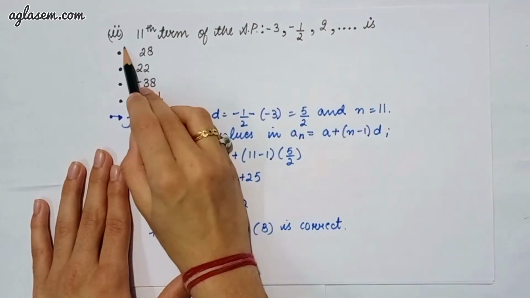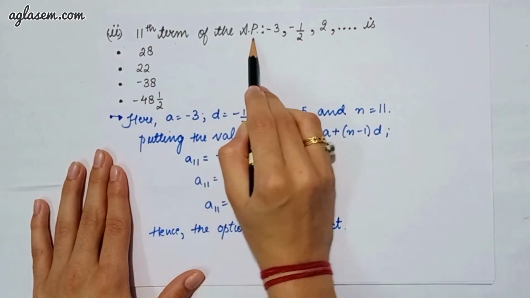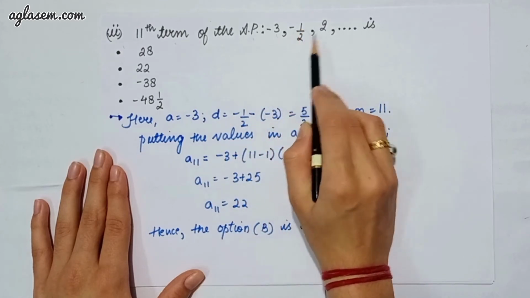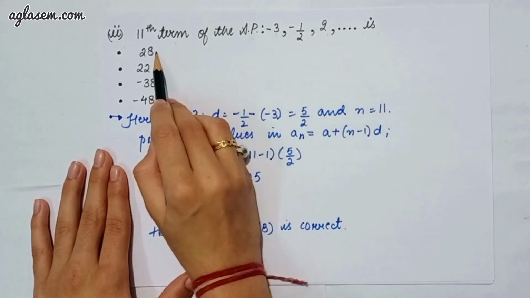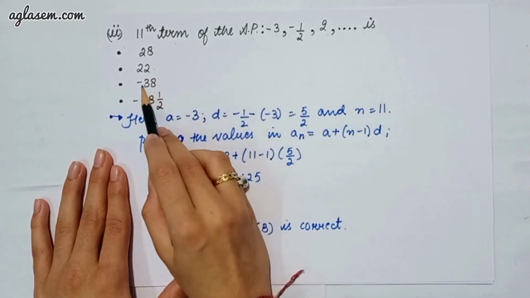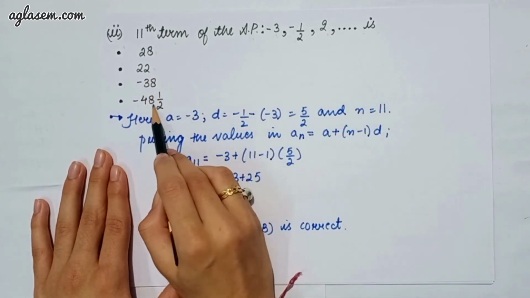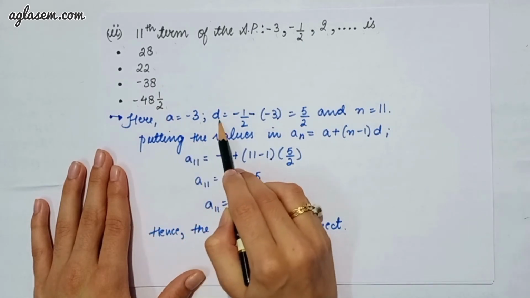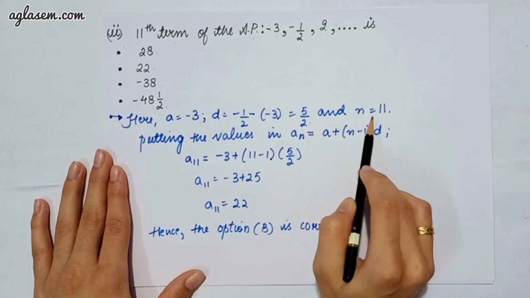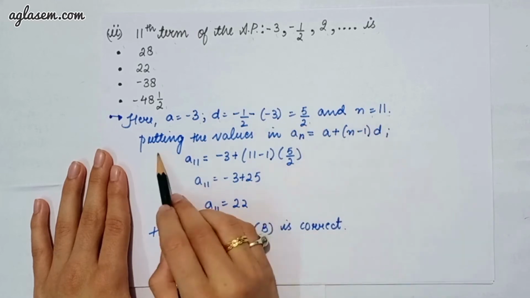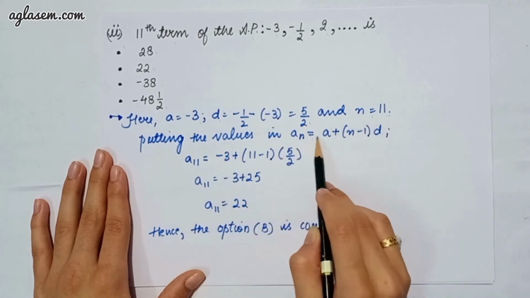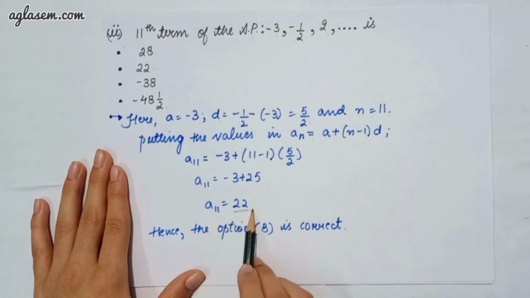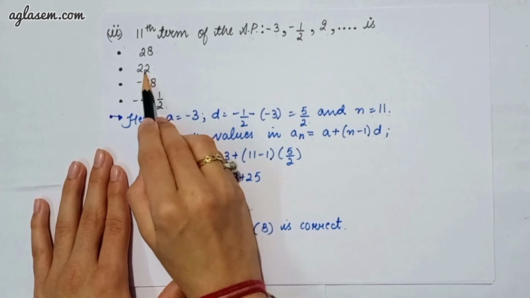Moving to our second part, which says the 11th term of the arithmetic progression, that is minus 3, minus 1 by 2, 2 and so on, is either 28 or 22 or minus 38 or minus 48 1 by 2. So here again A is given, that is minus 3, D is given, that is 5 by 2 and N is given, that is 11. Now we have to put the values in AN is equal to A plus N minus 1 into D, which will give you A11 as 22. So option B is correct.